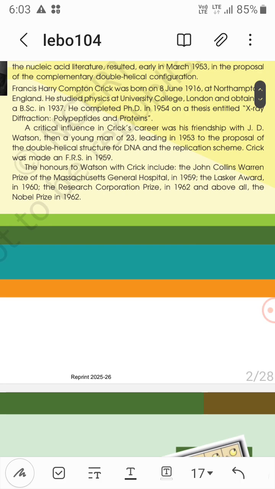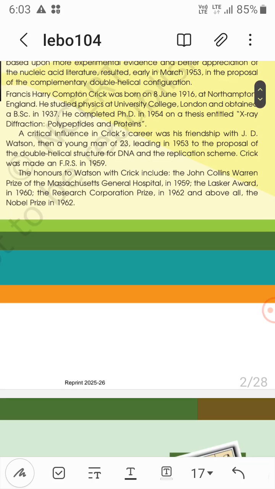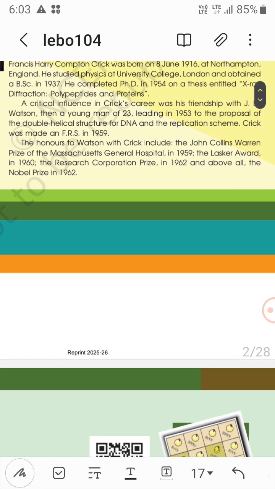Together, Crick and Watson led in 1953 to the proposal of the double helical structure for DNA and the replication scheme. Crick was made an FRS in 1959.